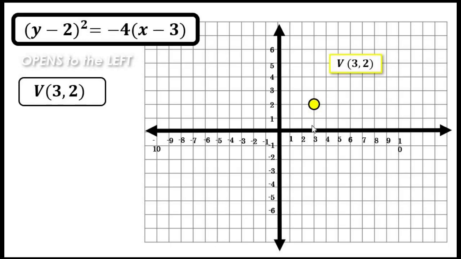After plotting the vertex, next is the focus, and to plot the focus, we need the value of p. For p, defined as negative 4, we divide it by 4, then get the absolute value. Hence, the value of p is equal to 1.